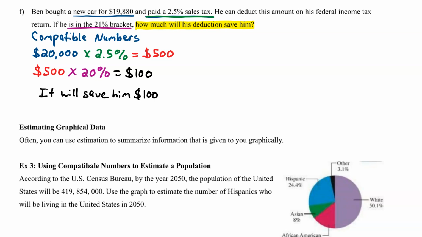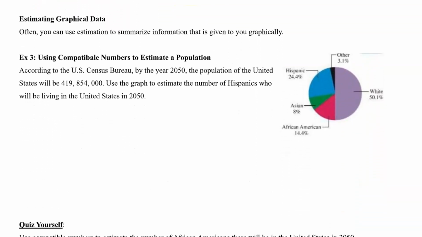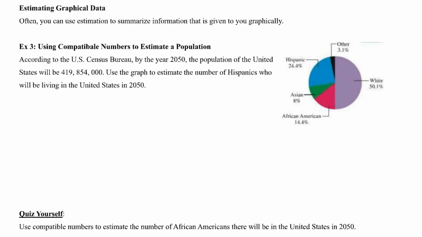Next, we're going to look at other ways we can estimate information. We're going to start by looking at how, if we have a graphical representation of some data, we can make estimations using those graphs. The next example says that according to the U.S. Census Bureau, by the year 2050, the population of the United States will be 419,854,000. Use the graph to estimate the number of Hispanics who will be living in the United States in 2050. We're going to do this with compatible numbers.